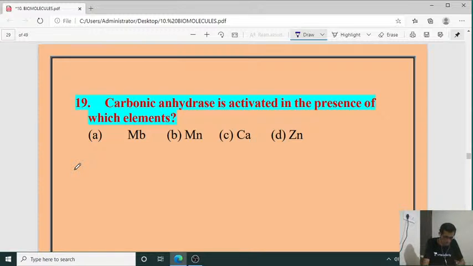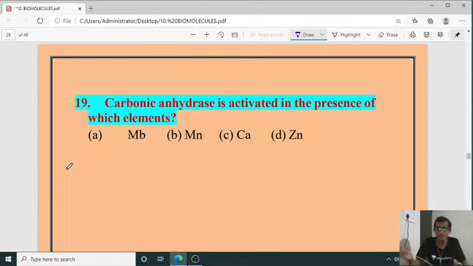Okay, my dear students, if you have any doubt, you can ask. Okay, doubt idre ಕೇಳಬಹುದು. Next, 19th question. Let us have the discussion on this answer.